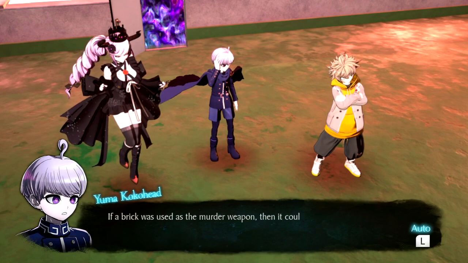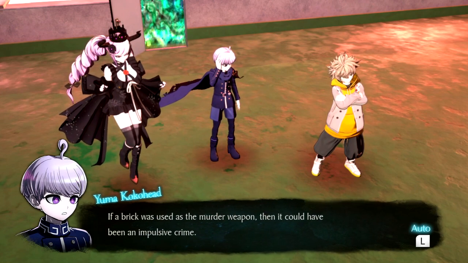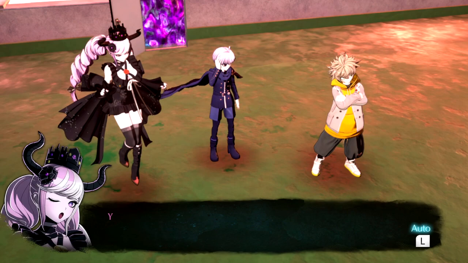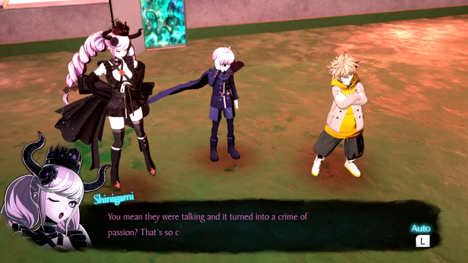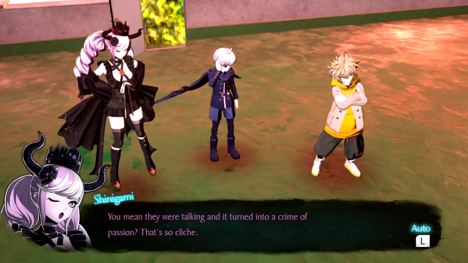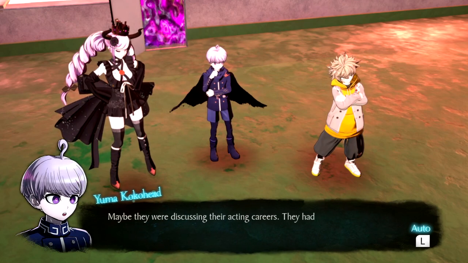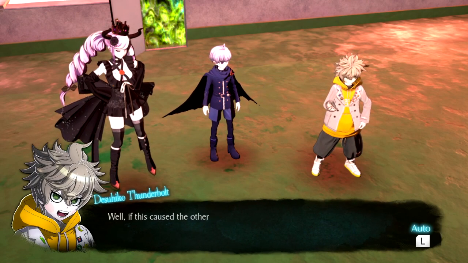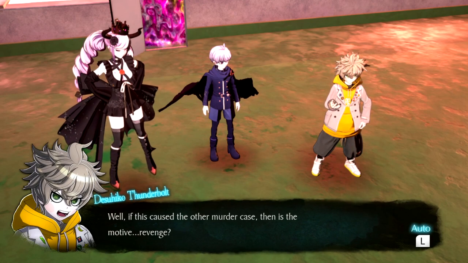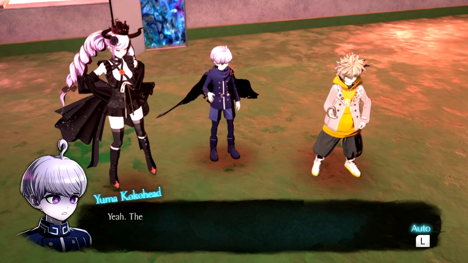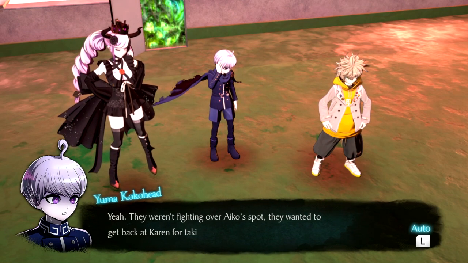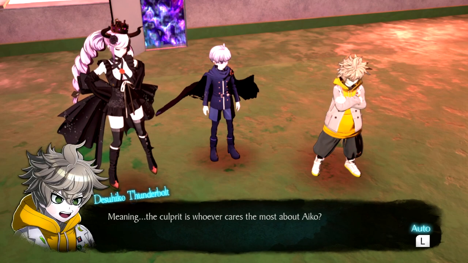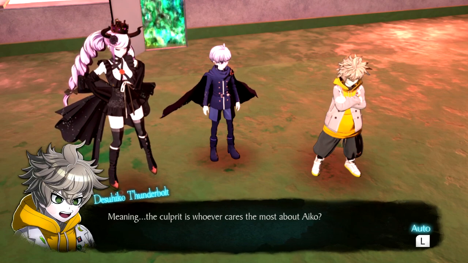If a brick was used as the murder weapon, then it could have been an impulsive crime. So Cotton might not have been planning to kill Aiko when she called her there. You mean they were talking and it turned into a crime of passion? That's so cliche. Maybe they were discussing their acting careers. They had a disagreement and it turned to violence. Well, if this caused the other murder case, then is the motive revenge? Yeah, they weren't fighting over Aiko's spot. They wanted to get back at Cotton for taking it away. Meaning the culprit is whoever cares the most about Aiko?